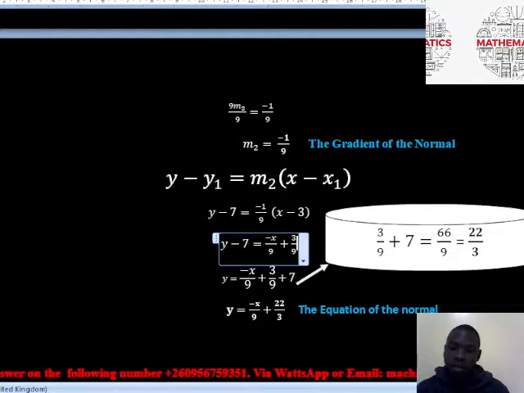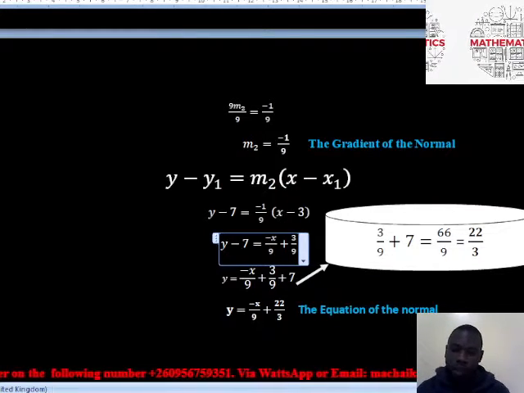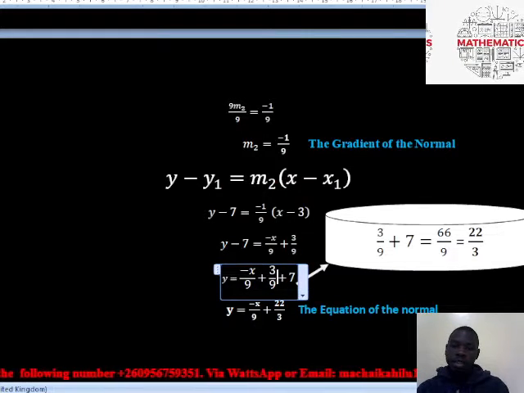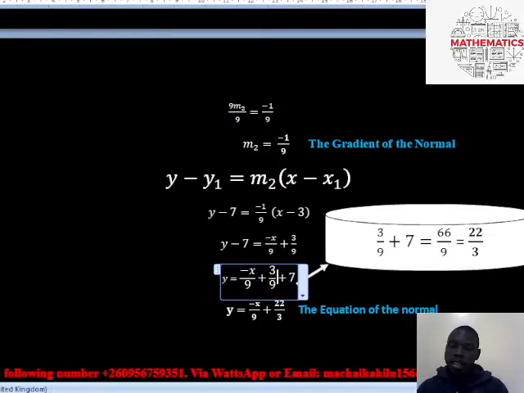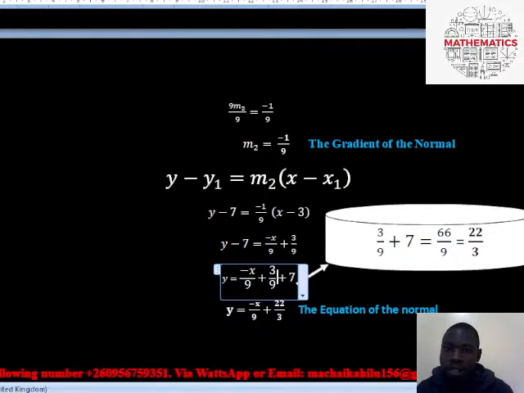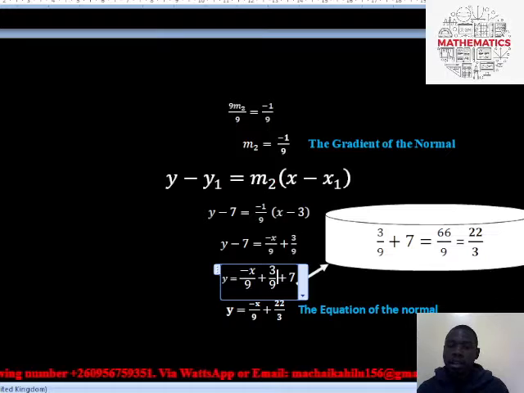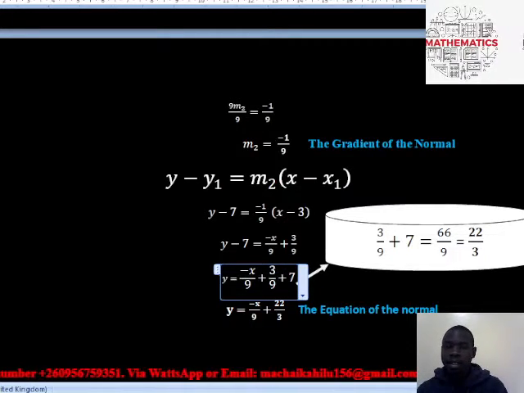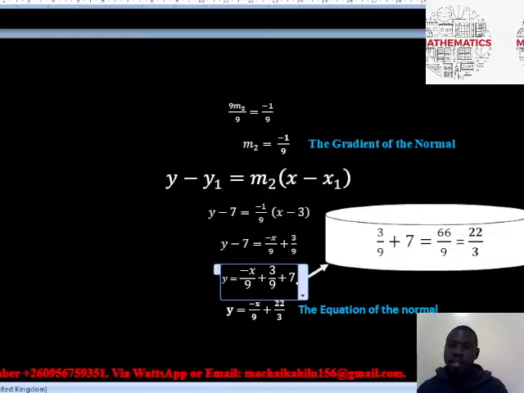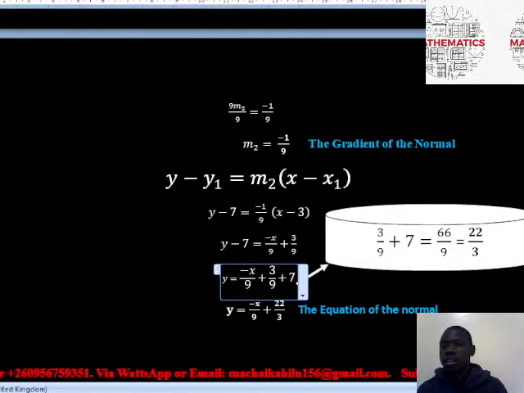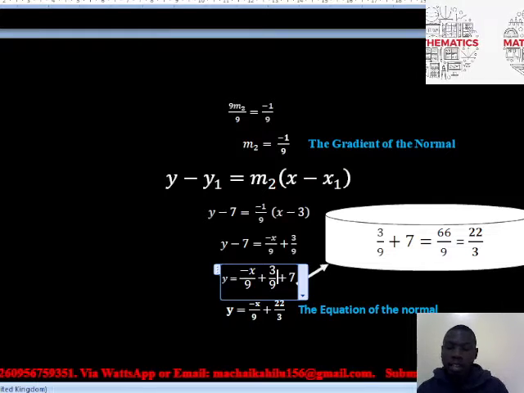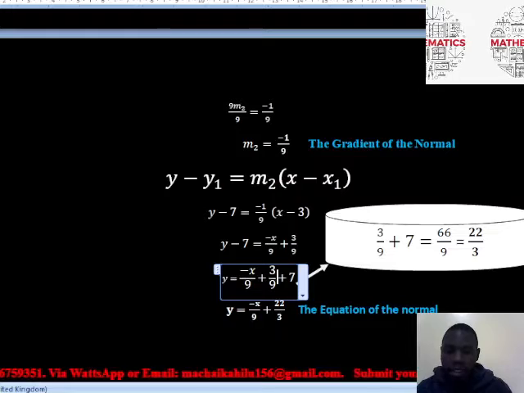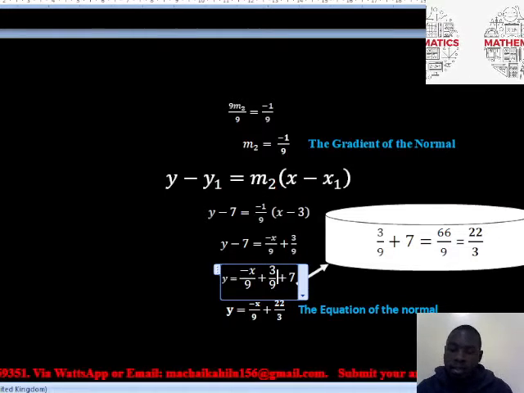So now after you've worked out that one, you come to this other stage. Remember that the format should be y equals mx plus c. That is the format of how our equation should look, where c stands for constant number. So now, in this case, we need to make y the subject of the formula.